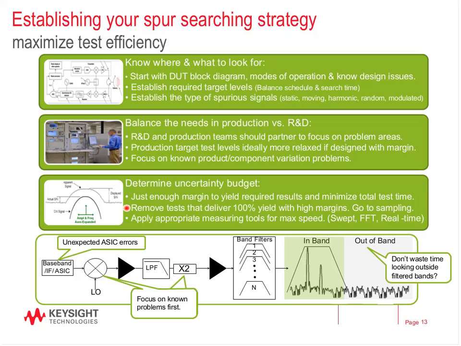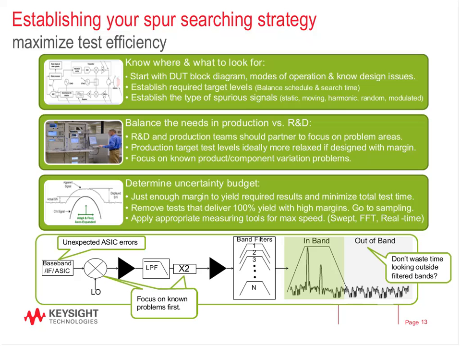In production, if we have plenty of margin, maybe we end up with a 100% pass rate. So you have large yields and high margins. In that case, instead of doing 100% testing, you might choose to go to sampling of the device. Then you want to apply the appropriate tool for the spur that's needed, whether it's swept analysis, real-time analysis, which we'll cover later, or an FFT-based approach.